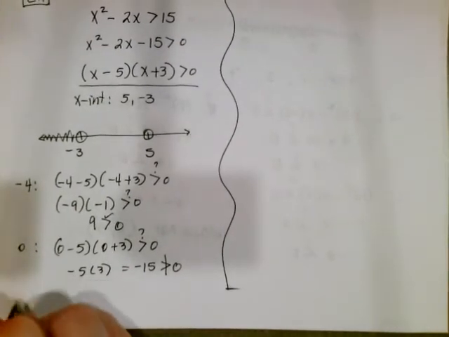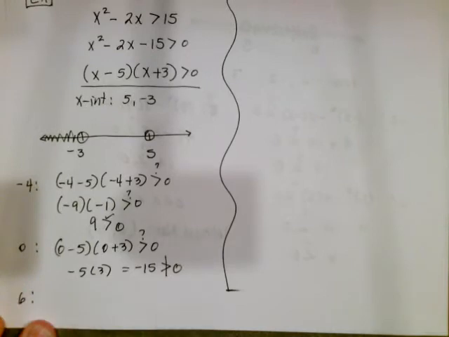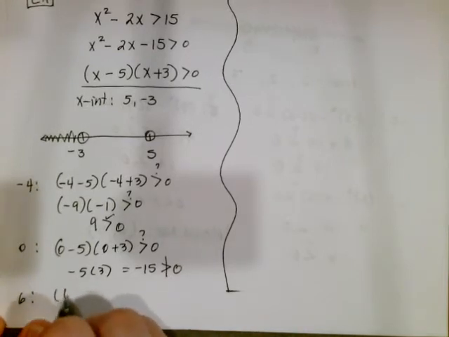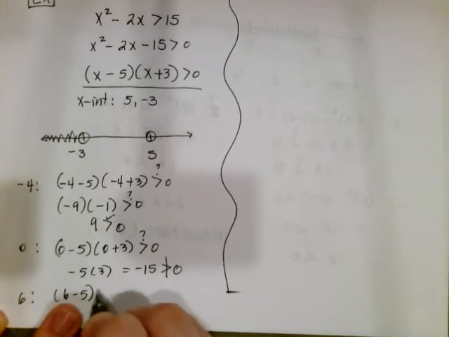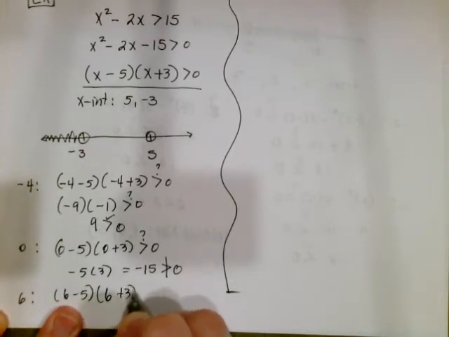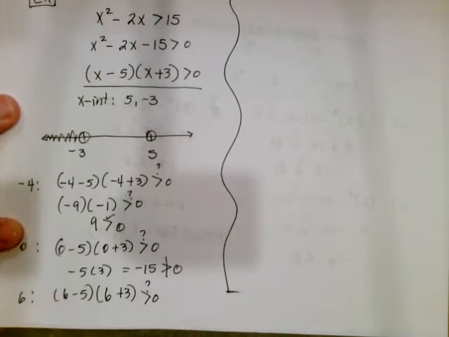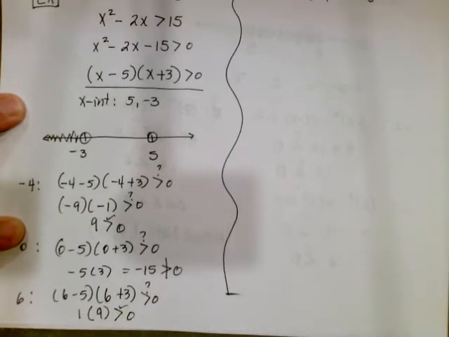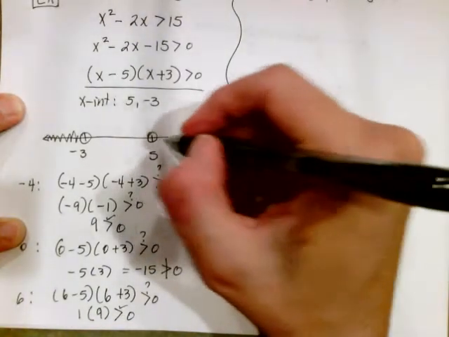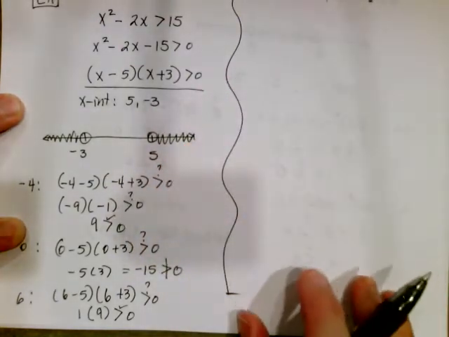The last value that I'm going to test is a 6, totally random again. If I substitute that in, I'm going to get 6 minus 5 times 6 plus 3, and I want to know, is it greater than 0? Well, 6 minus 5 is 1, 6 plus 3 is 9, and 9 is definitely greater than 0, so then I'm going to shade this piece.